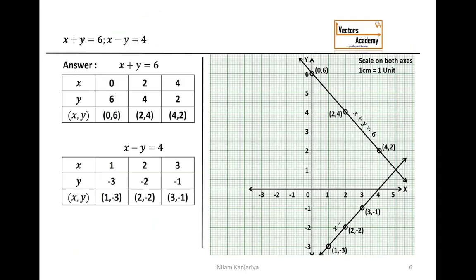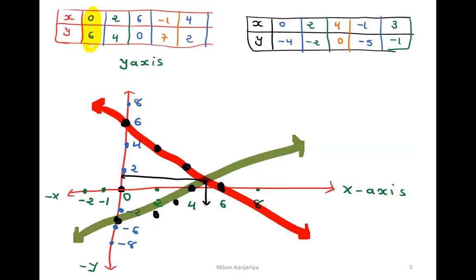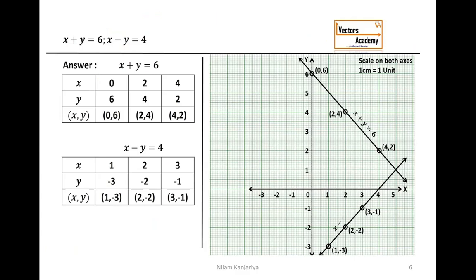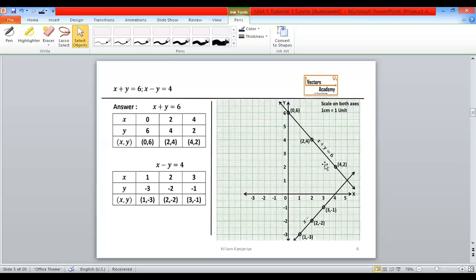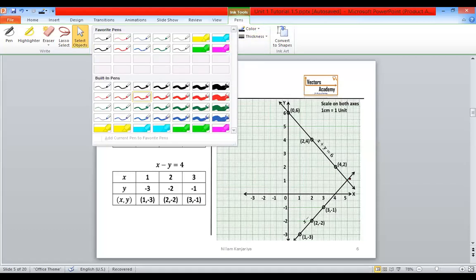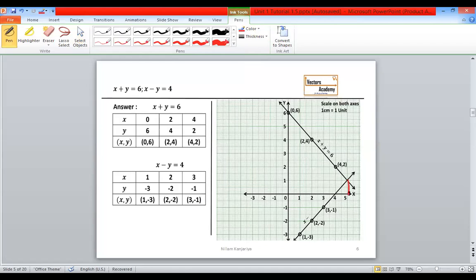Look here. In this graph, when you draw it, taking such a point, you get two intersecting lines on this point. And look here, if I am finding the x, x is 5 and y is 1.